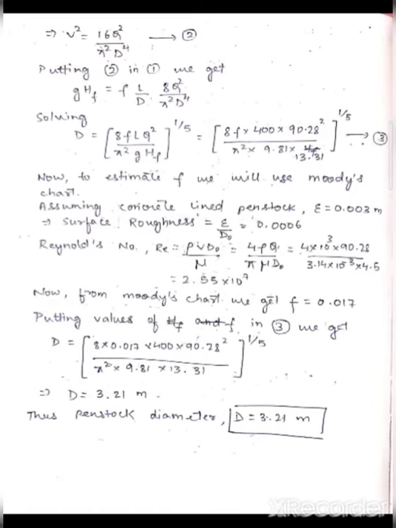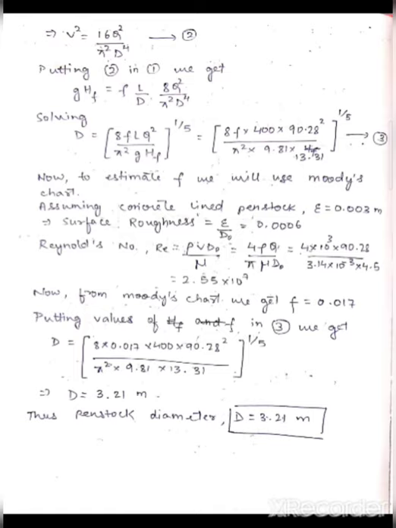So squaring both these terms, we will get V square to be equal to 16 Q square divided by pi square D to the power 4. Now we'll put this V square in equation 1 and get G H_F to be equal to F into L by D into 8 Q square divided by pi square into D to the power 4. Rearranging it, we will get D, diameter of the penstock, to be equal to 8 into F L Q square divided by pi square into G H_F, to the power 1 by 5. Now we know all the values, but we don't know F here, so we'll have to find out F.